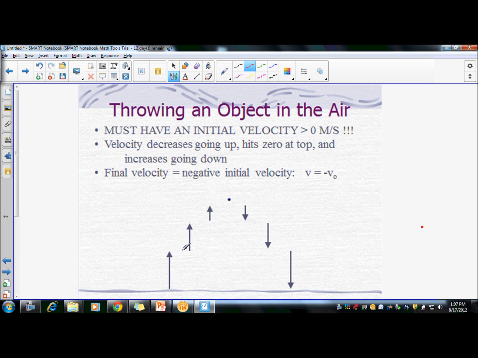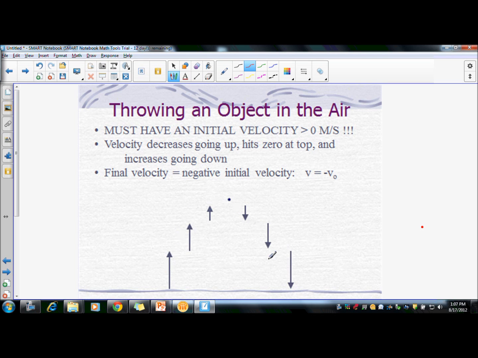Velocity decreases going up. So here we have some arrows that are representing our velocity. You notice that speed decreases going up. It hits 0 at the top, and then it increases on the way back down. Anyone who's ever thrown anything in the air has seen this. You have seen it going faster, slowing down, hovering for a split second, and then coming back down. So it decreases going up, 0 at the top, increases going down.